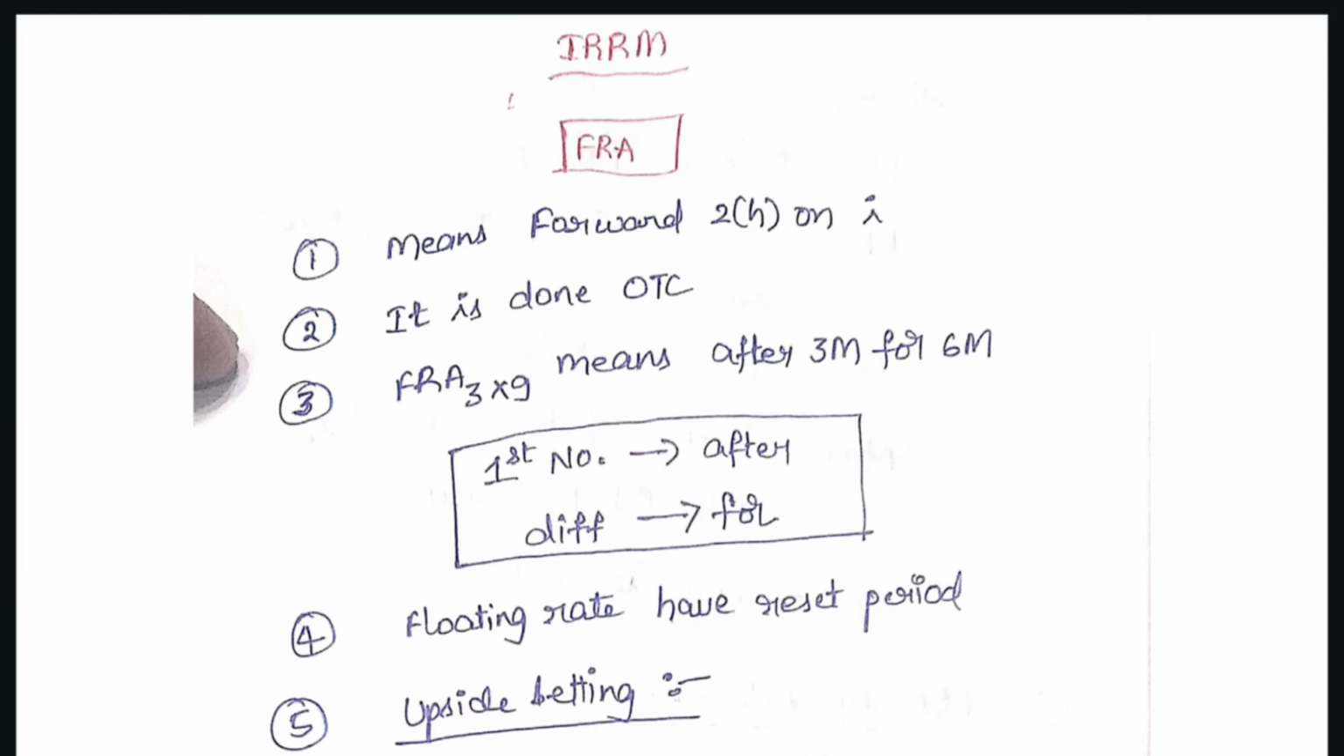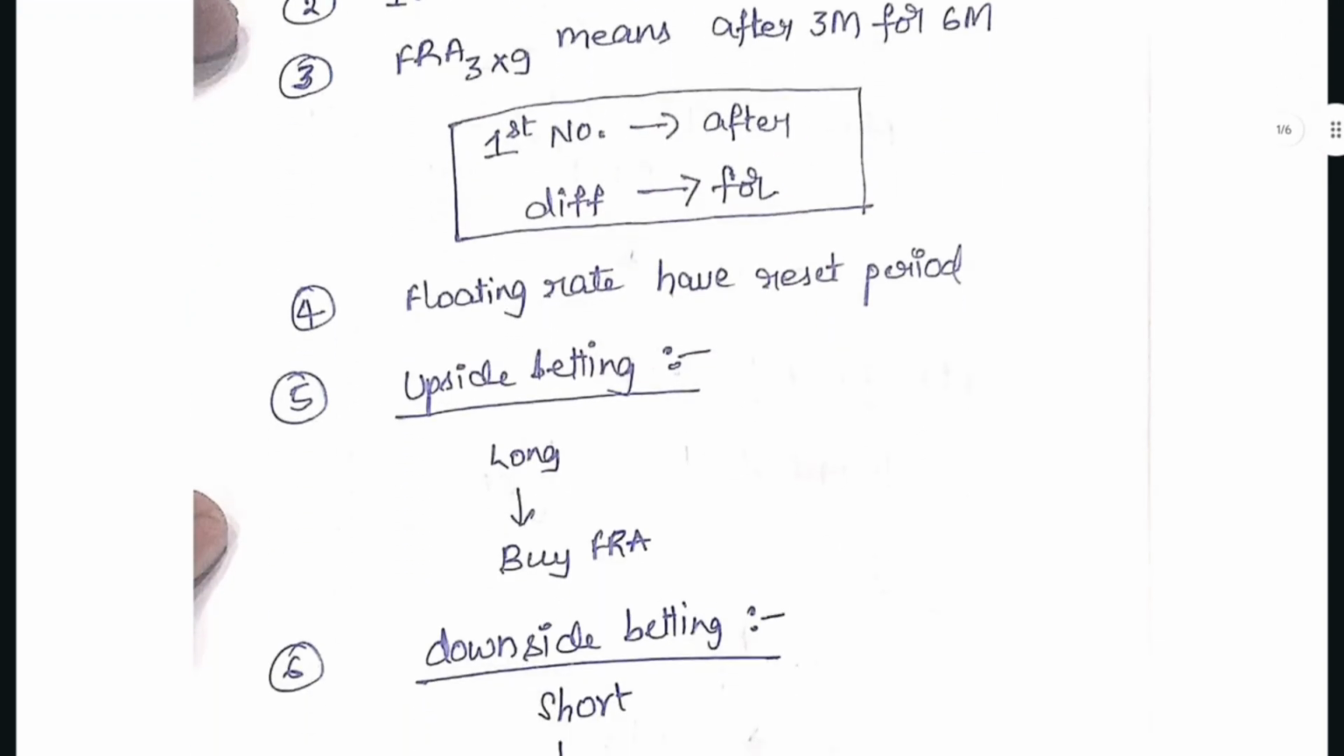The first number will represent after, the difference will represent for. The first number here is 3. The difference is 9 minus 3, which is 6 months. So 6 months is for, and 3 months is after. Floating rate has a reset period.